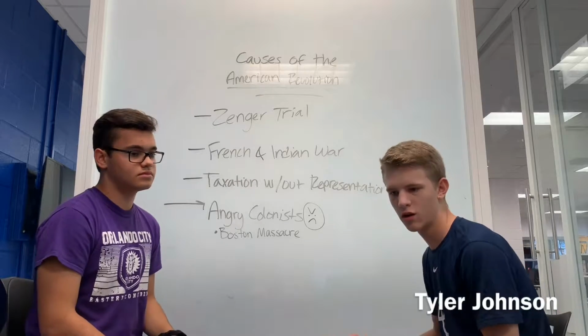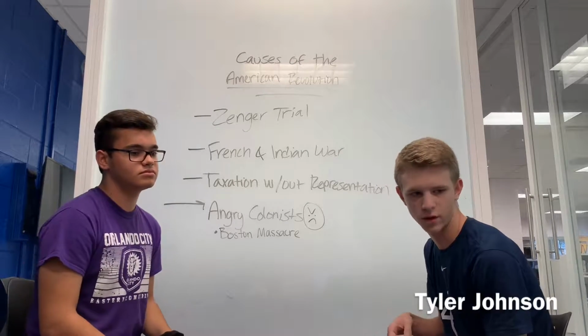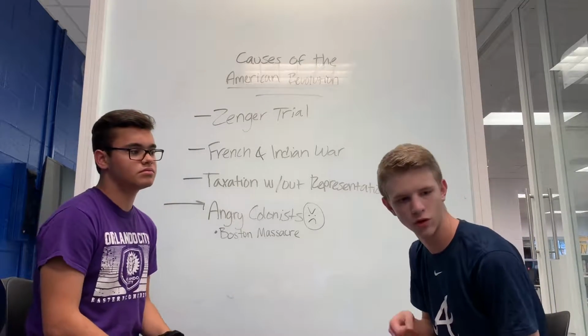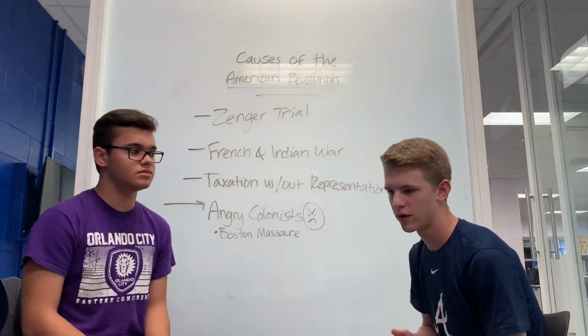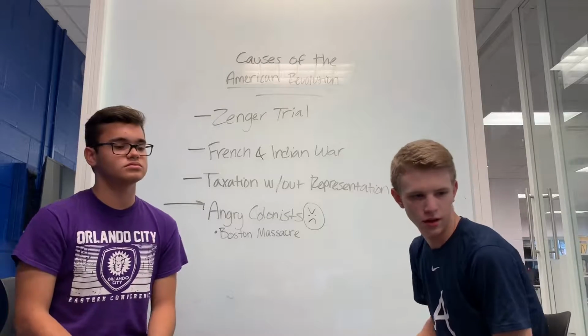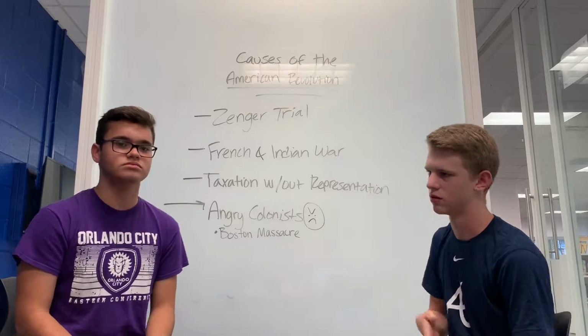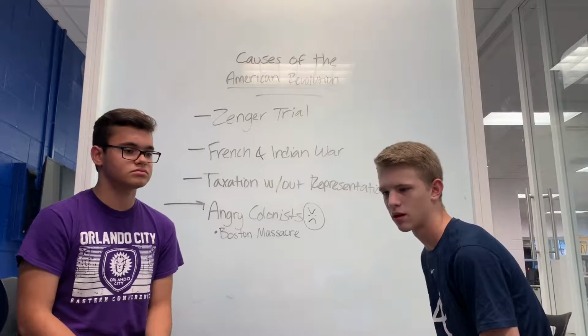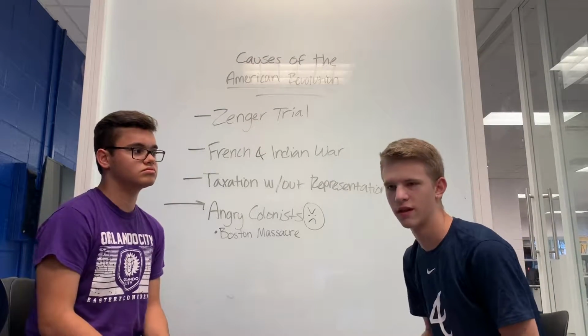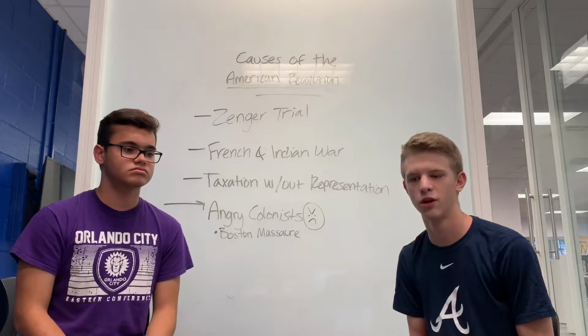With all this anger, the colonists formed the groups the Sons and Daughters of Liberty. The Sons of Liberty was a radical group that protested the taxes of the British, and it led to major events like the Boston Tea Party and the tar and feathering of tax collectors. The Daughters of Liberty supported the Sons of Liberty by making their clothes and other goods that they needed, so they didn't have to buy British goods.